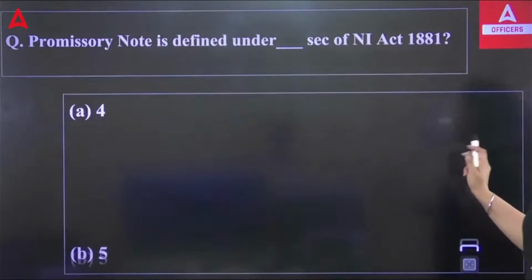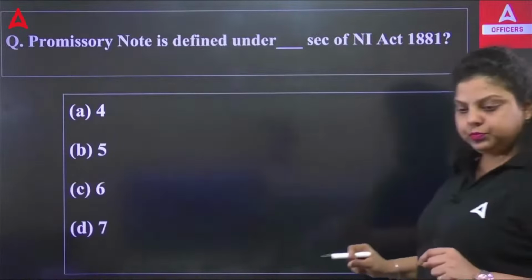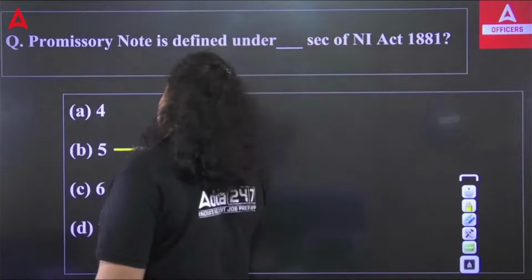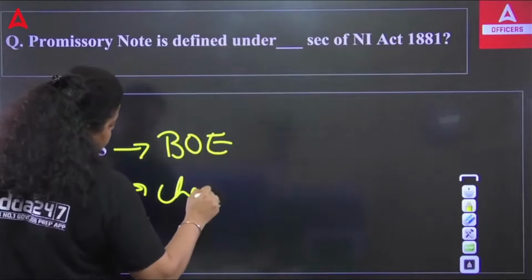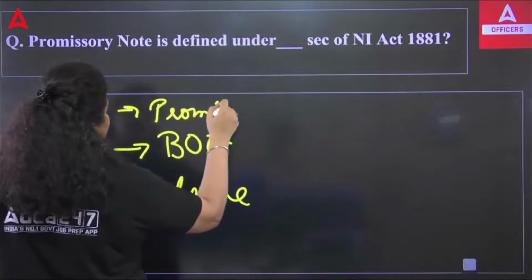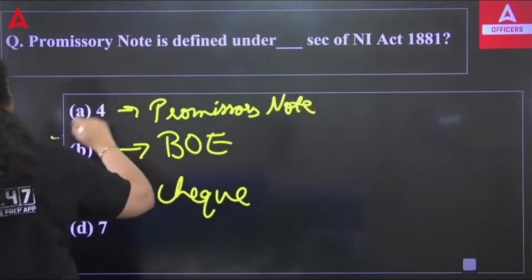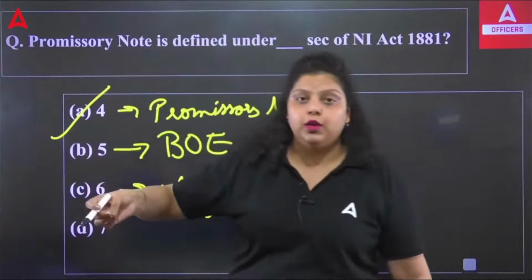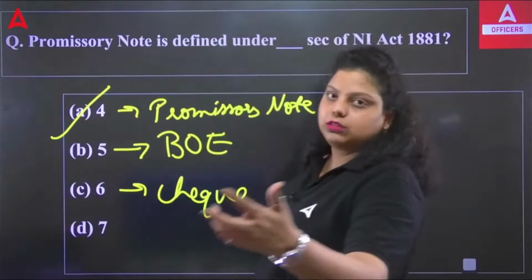So, which particular section talks about the promissory note? Section 5 talks about bill of exchange. Section 6 talks about check. And section 4 talks about the promissory note. So check, you all know, check is simply a type of a bill of exchange which is drawn on the name of a specified person or otherwise on the demand, right?